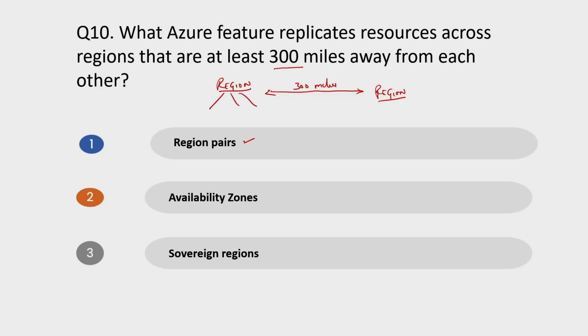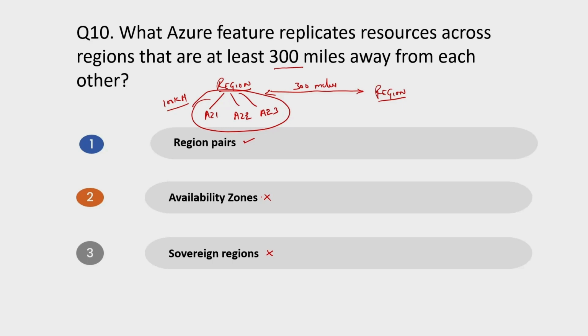Within the region, we have availability zone 1, availability zone 2, availability zone 3. So these availability zones are within 100-kilometer radius. So this is not as far as region to region. This will be within 100-kilometer radius. So region pairs will be the correct answer. Availability zone, this is wrong answer. Sovereign regions are specific to countries like China and other countries. Sovereign regions are not related to this particular question. So we can straight away eliminate sovereign regions.